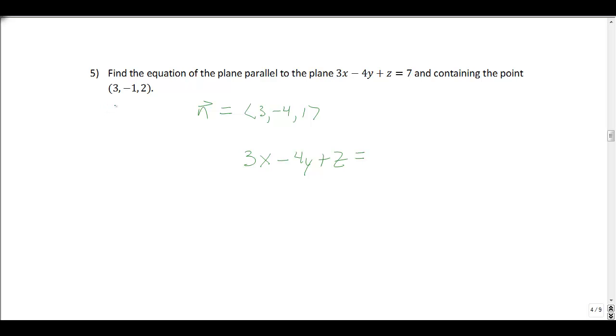Well, we need to have the point (3, -1, 2) on the plane. So you could just plug in 3 times 3, minus 4, our y component is negative 1, plus 2. That gives us 9, plus 4 is 13, plus 2 is 15. That means that the equation is 3x minus 4y plus z equals 15. So that will both include this point and be parallel to this plane.